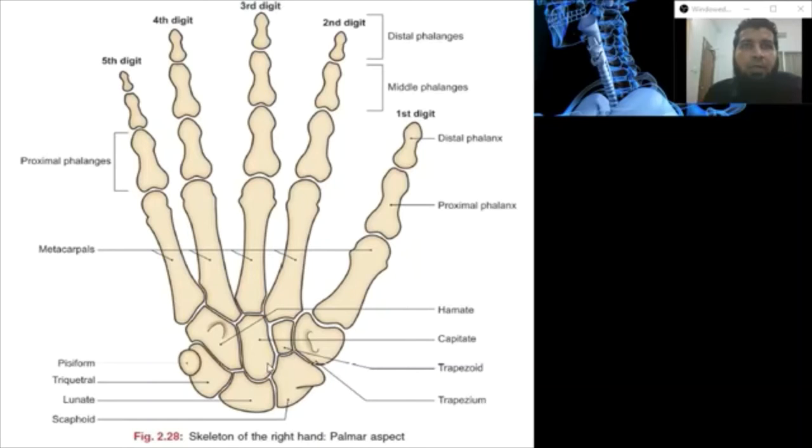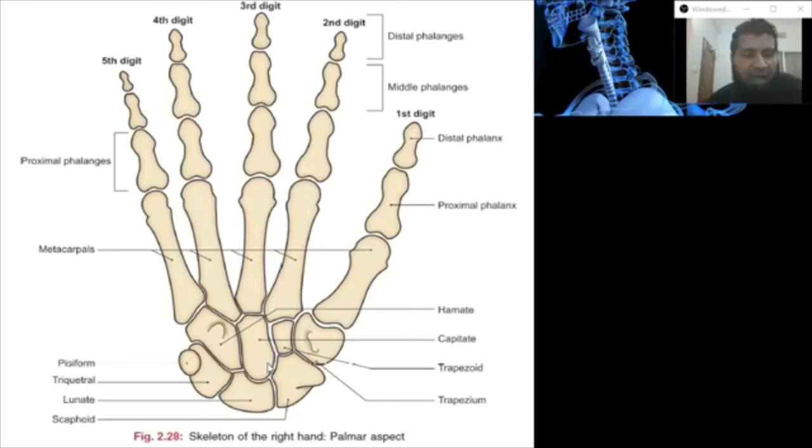So for which type of bones are carpal bones? These are the short bones. Then you will be asked which type of bone it is. These are the short bones. So then the next question will be, what are the criteria of short bones?